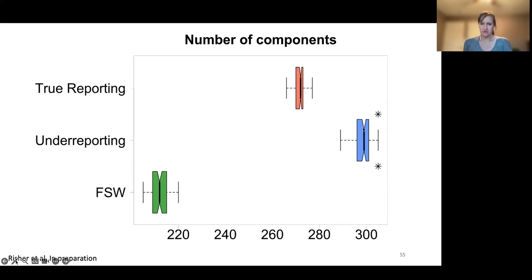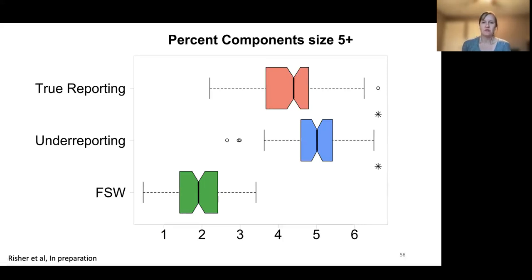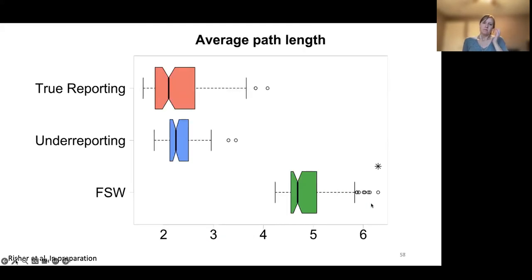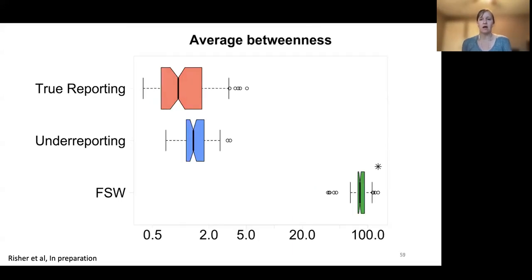So we can see that the number of components is quite a bit higher for those underreporting networks than for the true reporting or the FSW networks. The proportion of our components that are greater than size 5 is higher for both the true reporting and underreporting than it is for the FSW networks. But what you're not seeing in those first two plots is that while there are fewer components and fewer large components in these FSW networks, there is one really large component when you include FSWs in your network. We also have a much higher average path length, and that's really due to there just being a much larger component to have long paths through, and higher average betweenness as well.